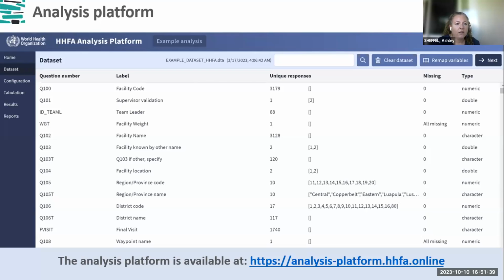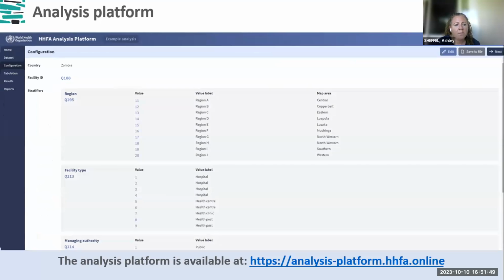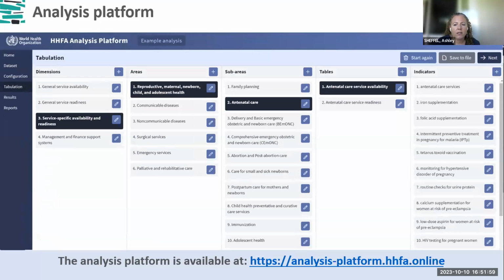So how does it work? Well, a country uploads their clean data set after they do their data cleaning in CS Pro. And that's what you see here: our data set has been uploaded. Then there's a minimal number of configurations that need to be set, including setting your stratifier and specifying if you're using weights, etc. And then we're able to take a look at our tabulation.